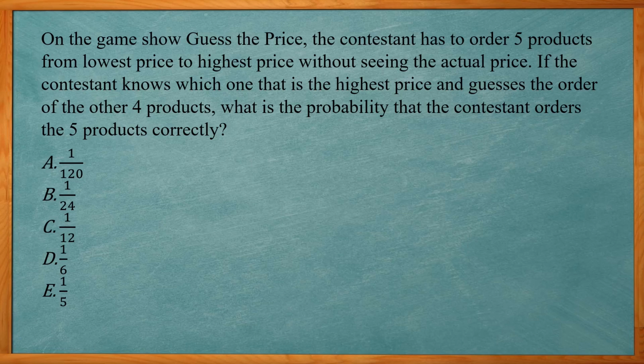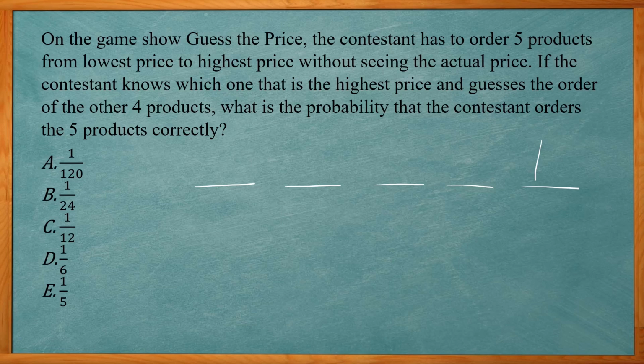This question says, on the game show Guess the Price, the contestant has to order 5 products from lowest price to highest price without seeing the actual price. If the contestant knows which one is the highest price and guesses the order of the other 4 products, what is the probability that the contestant orders the 5 products correctly? Alright, so there's 5 products. You gotta put them in order from lowest price to highest price. And they already know the highest price one, so that's basically guaranteed there. Now you have 4 choices you need to fill in. What's the probability of getting those correct?